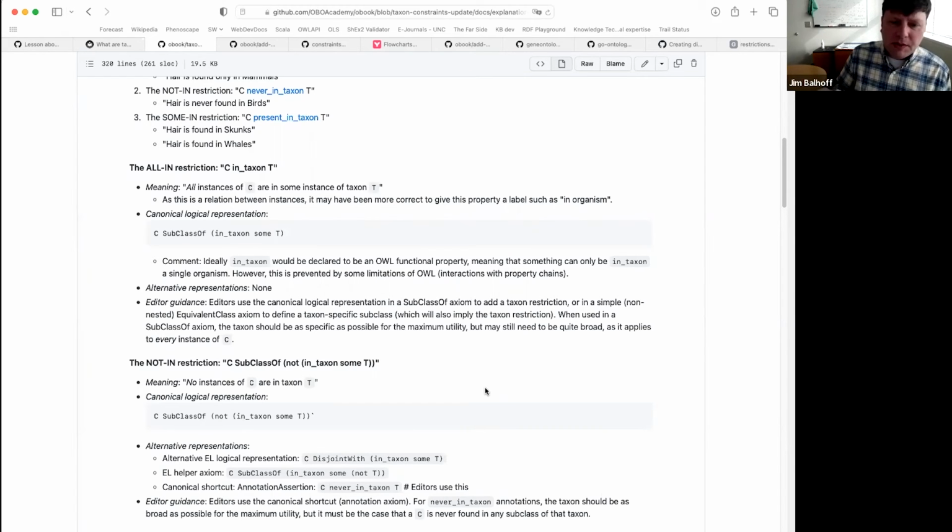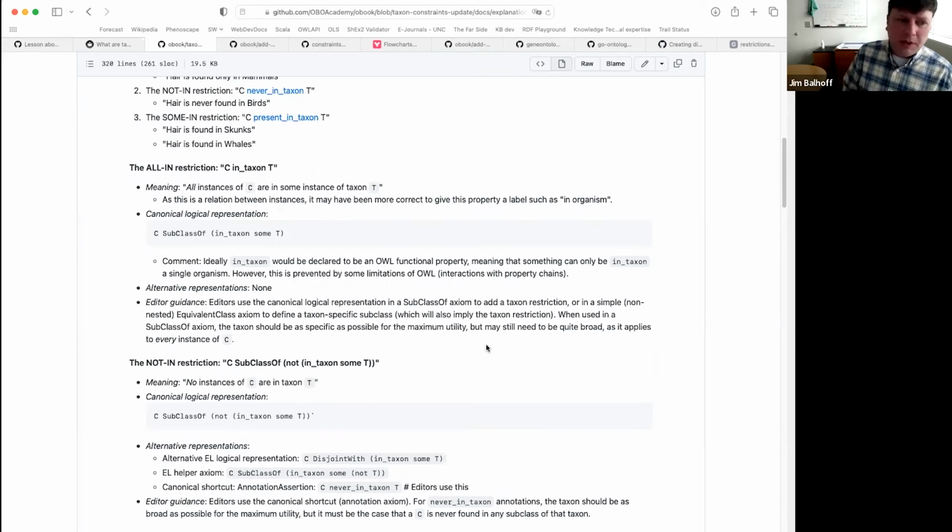But if you had some disease that can be in dogs and can also be in cats and humans, then that won't be a subclass of in taxon dogs. And directly in OWL, it's not really easy to query for diseases that have an instance in dogs. Maybe it would just be a different query.